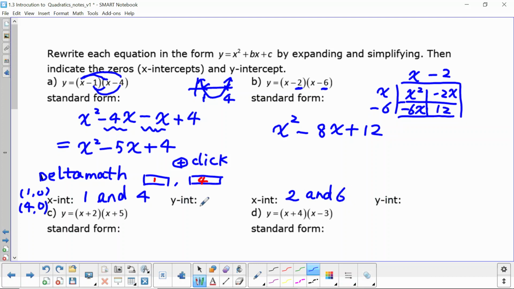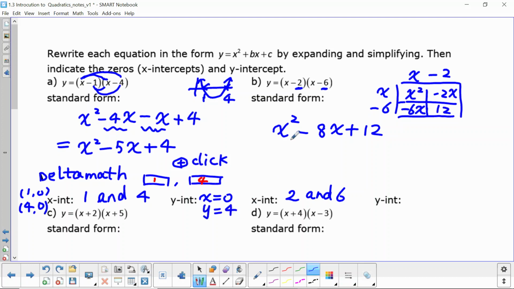And the y-intercept means x equals 0. So x equals 0, then we sub in 0 squared minus 5 times 0 plus 4. 0 minus 0 is 0, so the 4 is your y-intercept.